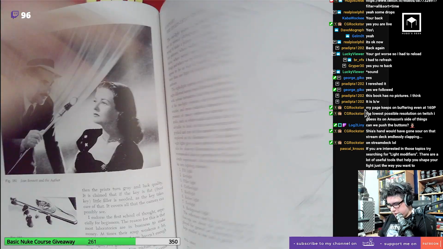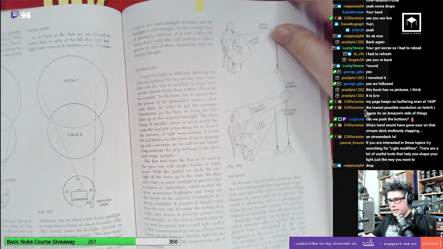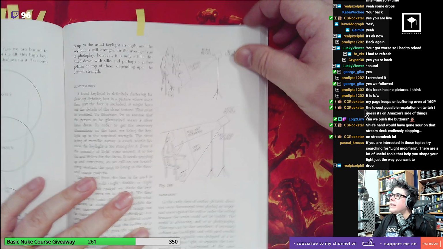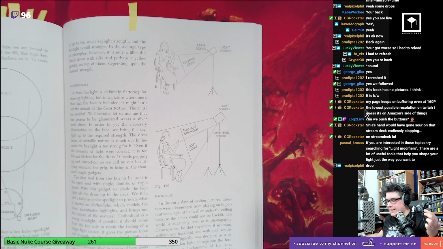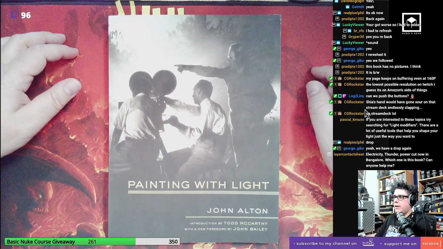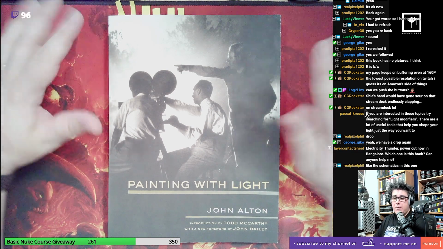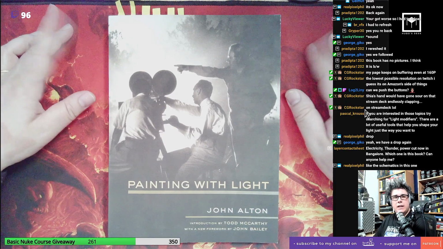Anyway, very useful information on how to do the famous Hollywood close-up, especially here, as you can see. These are quite nice. I like these drawings, these technical drawings. Anyway, I'm not going to waste any more time on this book. Painting with Light, John Alton. So have a look at this book. It's not very expensive. You can also buy it on Kindle. This is a black and white book, so you can definitely read it on Kindle, okay?